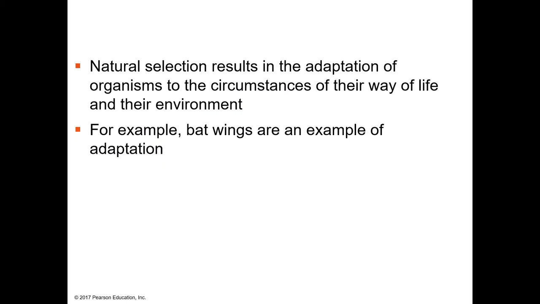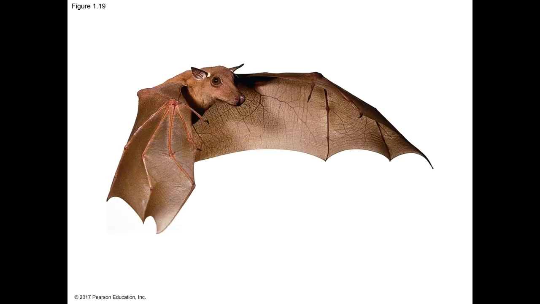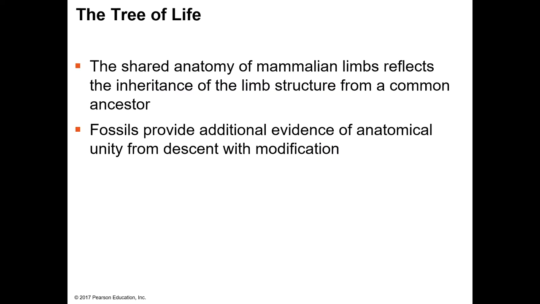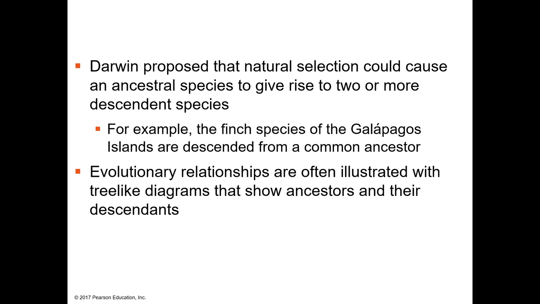Natural selection results in the adaptation of organisms to the circumstances of their way of life and their environment. For example, bat wings are an example of adaptation. There's a pretty cool picture of a bat. The shared anatomy of mammalian limbs reflects the inheritance of the limb structure from a common ancestor. Fossils provide additional evidence of anatomical unity from descent with modification.